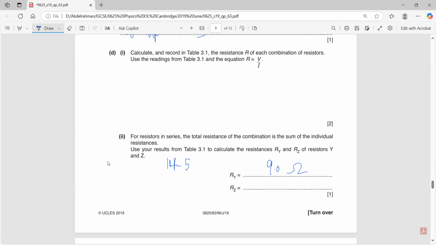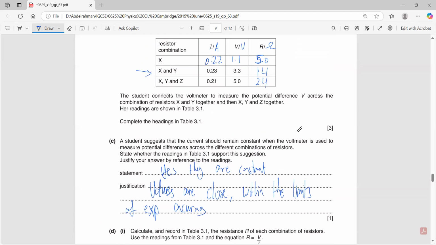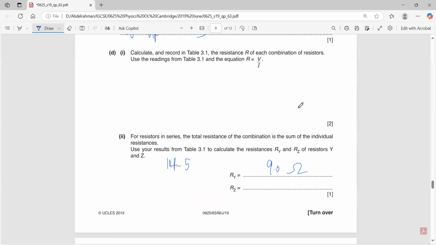Okay, 9 ohms. What about Z? Can I find Z? Yes, you have X and Y and Z. So 24 minus 14, which is 10 ohms, right?